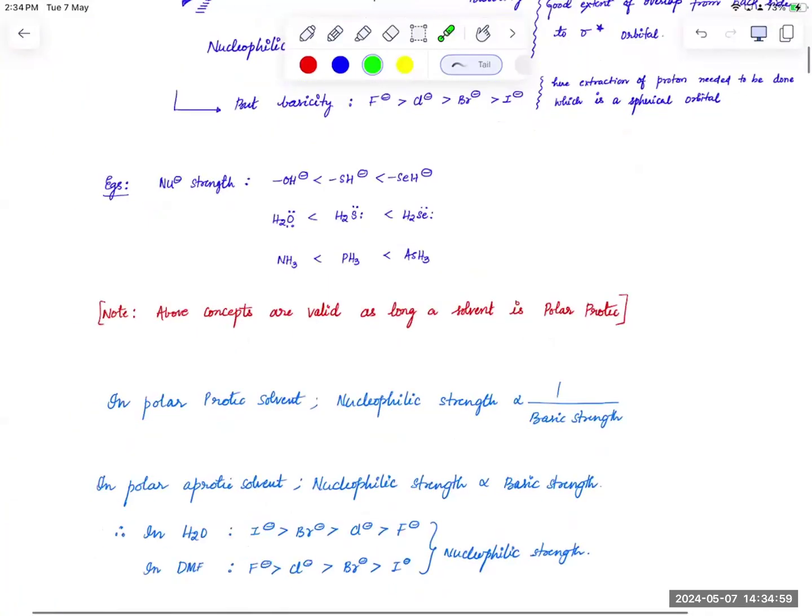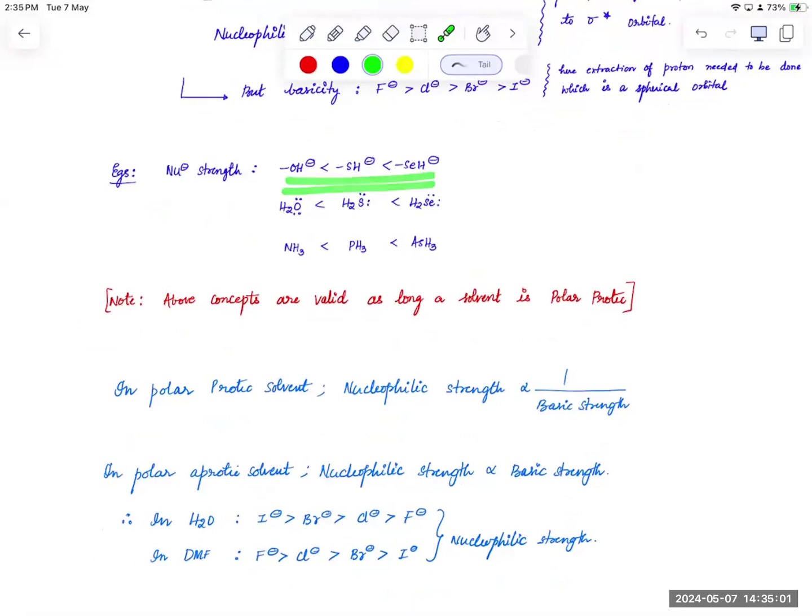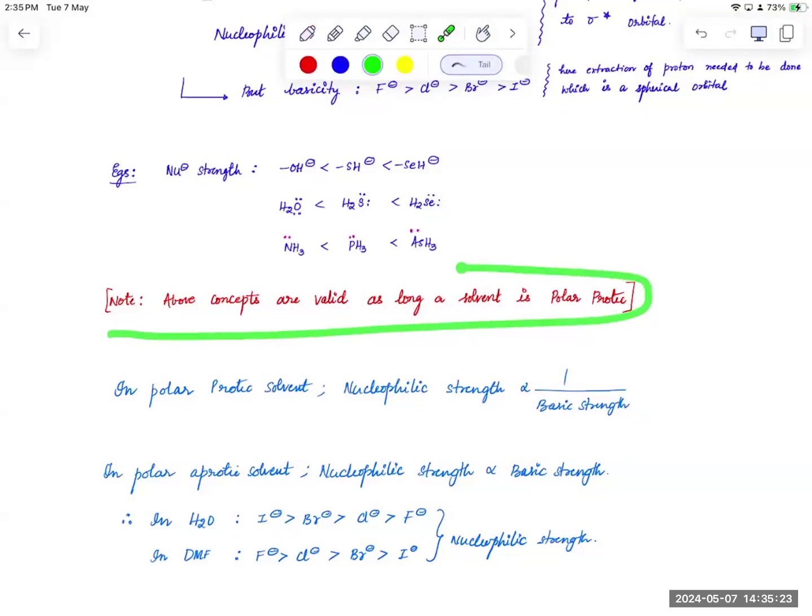Next, if you notice nucleophilic strength, OH minus, SH minus, and SeH minus. Down the group again, nucleophilic nature increases, whether it is group 15, group 16, or group 17. In all the cases, down the group, it increases. But like I said, this is only valid as long as the solvent is polar protic.